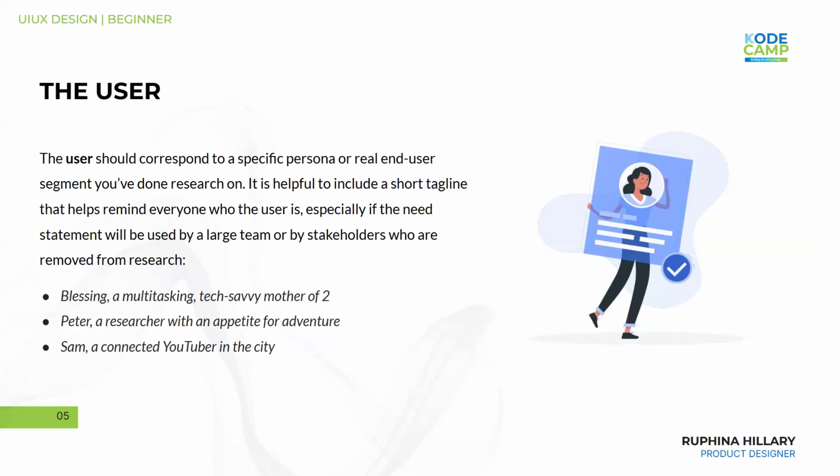So now for the examples that are here: Lesson, a multitasking savvy mom of two; Kita, a researcher with an appetite for adventure; and Sam, a connected YouTuber in the city. So this is the user. This is the part of the sentence that is encompassing the user. That's either your target audience or the user persona.